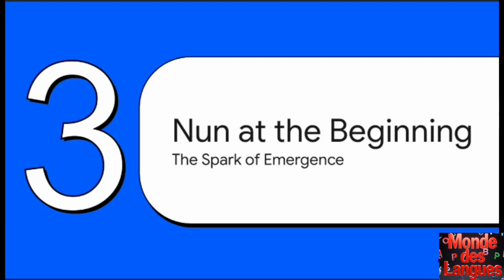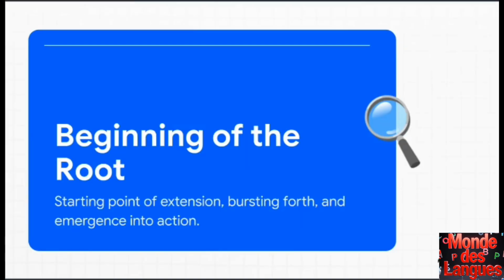Moving on to Section 3, Nun at the beginning, the spark of emergence. Now, Arabic is heavily built on three-letter roots, so let's see what happens when Nun actually takes the lead. When it's in the very first position, Nun acts as the spark. It's the starting point of that extension we were just talking about. It's this sudden bursting forth, an emergence from total stillness straight into dynamic action. Just picture a seed suddenly sprouting through the soil, or a sprinter exploding off the starting blocks.